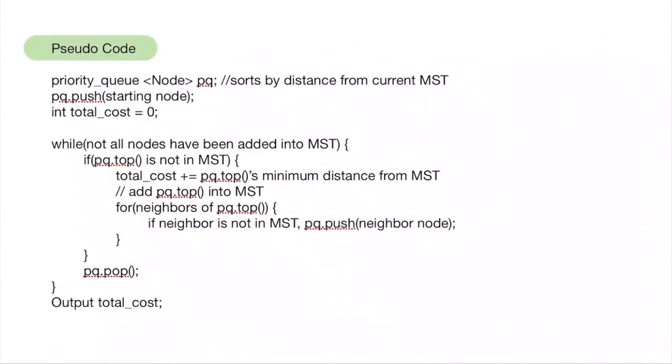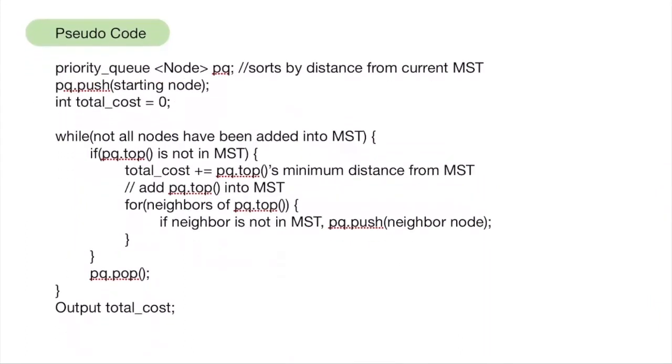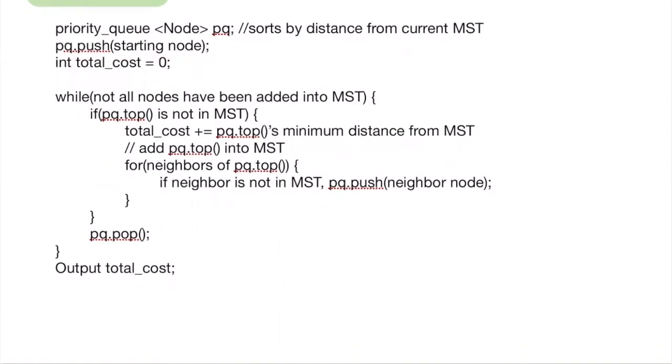So here's the pseudocode of the MST algorithm that I just presented. So we'll first have a priority queue that sorts by the distance from the current minimum spanning tree, and then we'll push in the starting node. And here's just a variable that keeps track of the total cost so far.